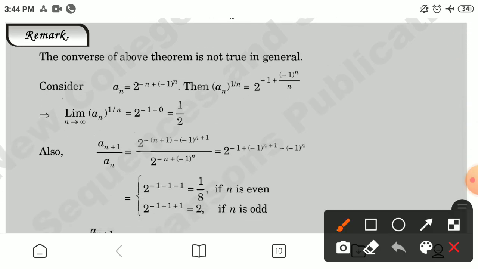Now taking a remark, the converse of the above theorem is not true in general. Consider An equal to 2^(-n) + (-1)^n, then An^(1/n) becomes equal to (2^(-1) + (-1)^n)^(1/n). The limiting value is 1/2, and if we divide terms, this value becomes this one: 1/8 when n is even and 2 when n is odd.